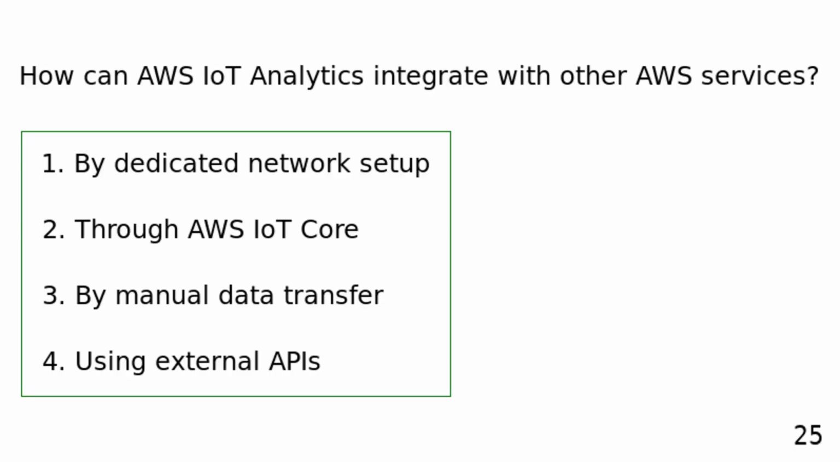How can AWS IoT Analytics integrate with other AWS services? By dedicated network setup. Through AWS IoT Core. By manual data transfer. Using external APIs.